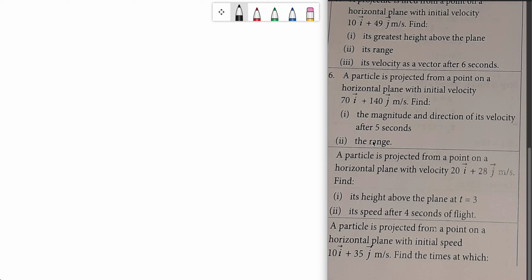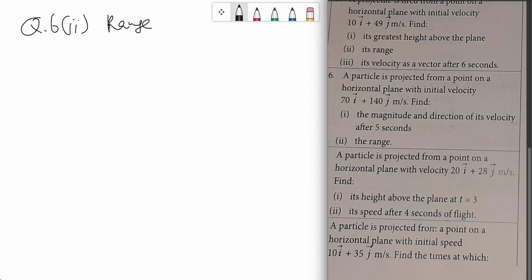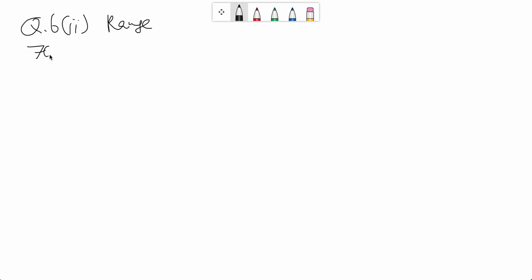Part 2, sorry, we're actually looking for the range this time. Okay, so this is question 6, part 2. We're looking for the range, and just to remind us, it's 70i and 140j. So 70i plus 140j is the initial velocity of the object. So we want to find the range.